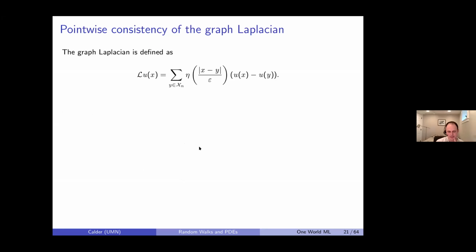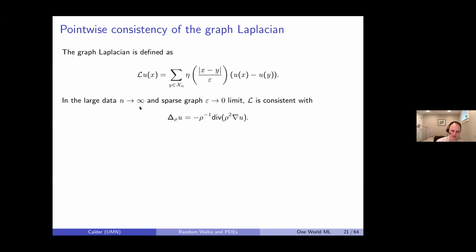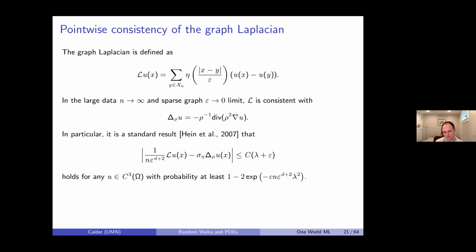In this setting, if you plug in the weights for the graph Laplacian, you have this eta of (x minus y) over epsilon. If you take the large data limit as n goes to infinity and the sparse graph limit, it's well known that this operator L is consistent if you apply it to a smooth test function. It's consistent with a weighted Laplacian: minus rho inverse divergence of rho squared grad u. So it's weighted by the density rho. In particular, you can prove quantitative convergence rates with high probability, which go back to papers by Hein in 2007 or so and have been used a lot in the literature since. So you get order epsilon convergence rates between the rescaled Laplacian and the weighted Laplacian here with high probability.